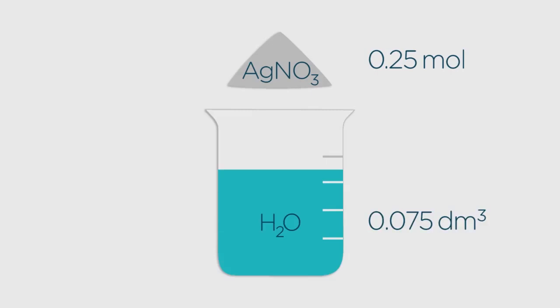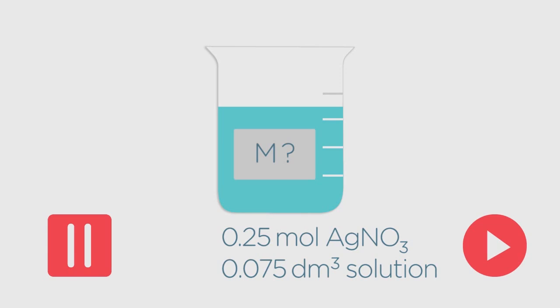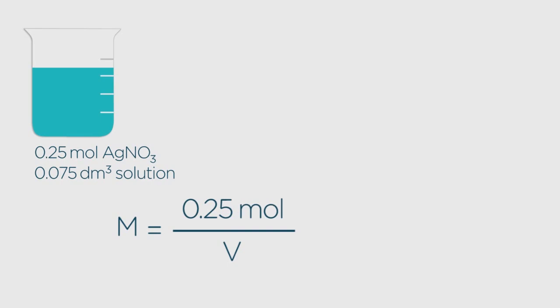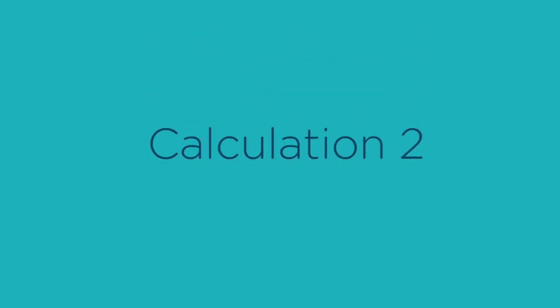0.25 moles of silver nitrate have been dissolved in 0.075 decimeters cubed of water. What's the molarity here? Pause, calculate, and resume. 0.25 divided by 0.075 equals 3.3 moles per decimeter cubed. Remember to write your answer to the right level of precision using 2 significant figures. Now try this one.